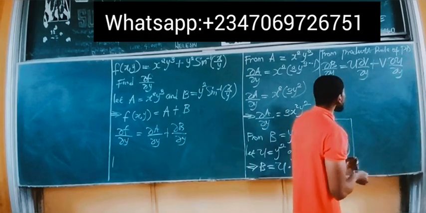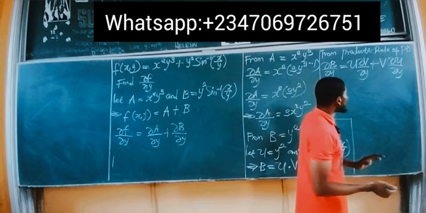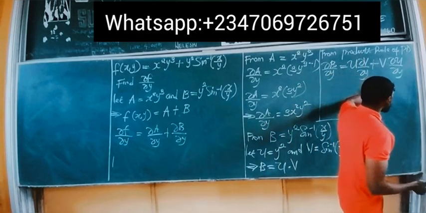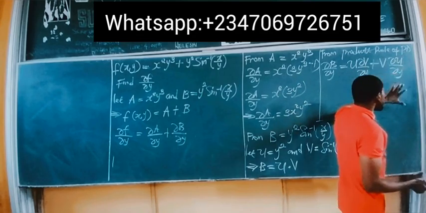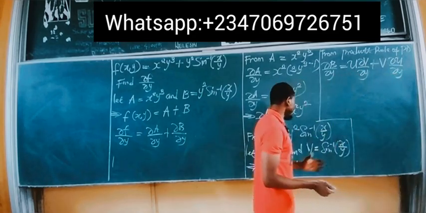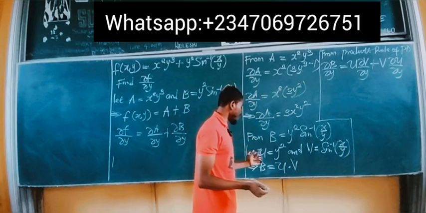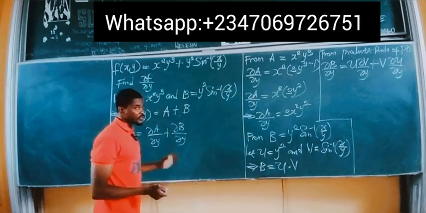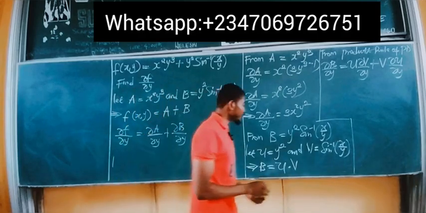So you have this. All I need to do now is find the partial derivative of v with respect to y and also the partial derivative of u with respect to y, plug into this equation, and then you're good to go. You've obtained the partial derivative of v with respect to y, which is this aspect of the equation.